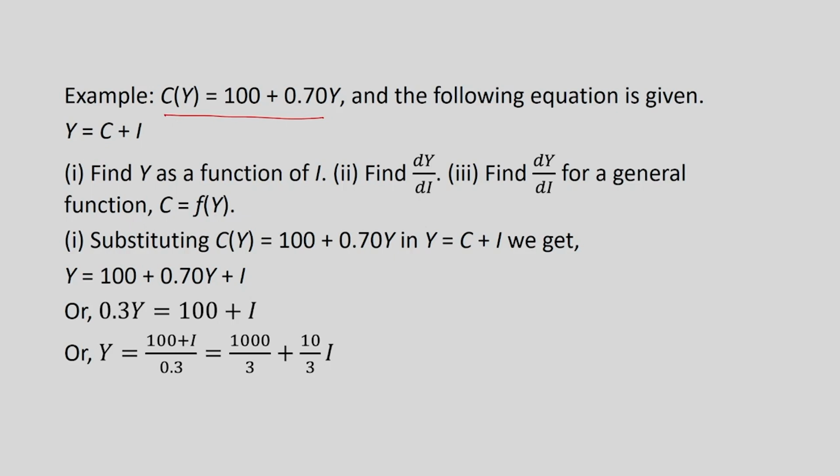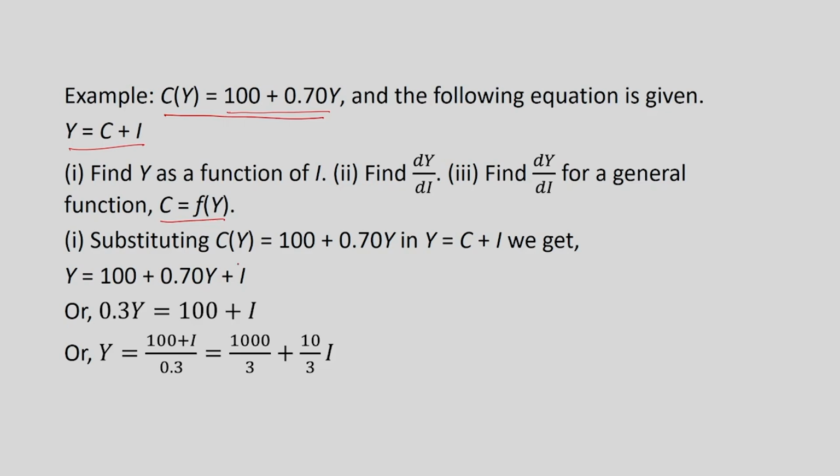So, I have taken a very simple consumption function, linear: 100 plus 0.7 multiplied by Y. And we know this identity that Y is equal to C plus I. Y is output or income, which is equal to consumption plus investment. So, we have to answer 3 questions. First, find Y as a function of I, find dY/dI, and find dY/dI for a general function C equal to f(Y). Okay, let us go one by one.